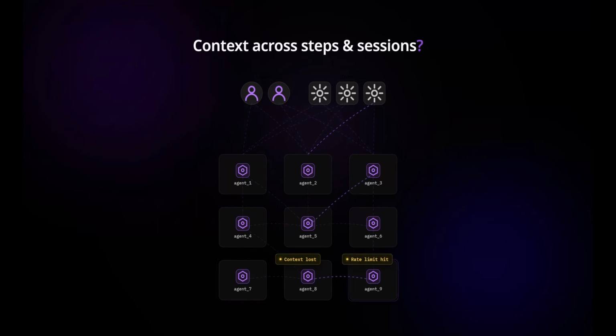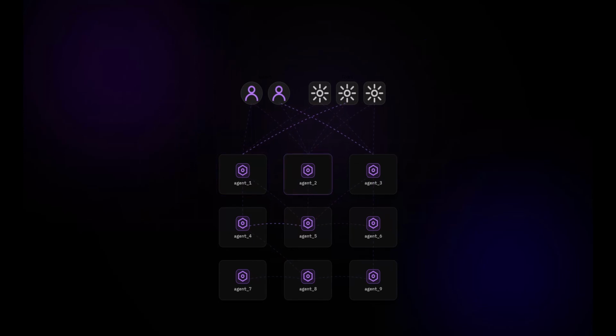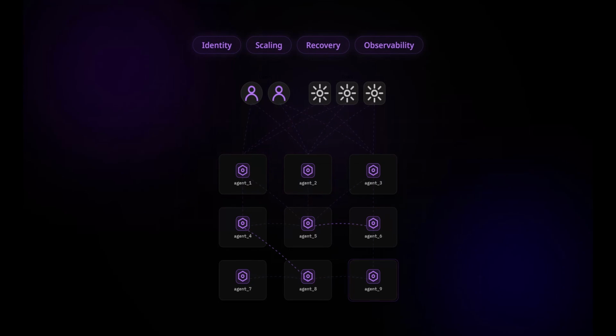How do you maintain context across steps and sessions? And how do you enforce guardrails without slowing agents down? And that's just the start. Identity, scaling, recovery, observability, the list goes on. Managing all of this manually would be a nightmare, which is why we built Bud Agent Runtime.